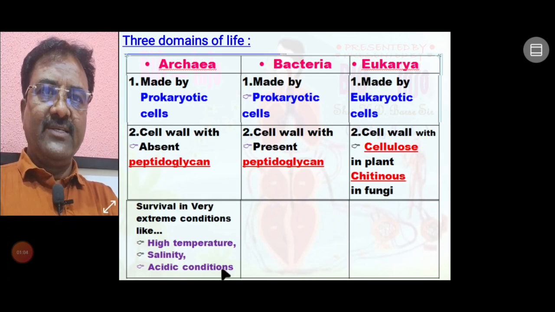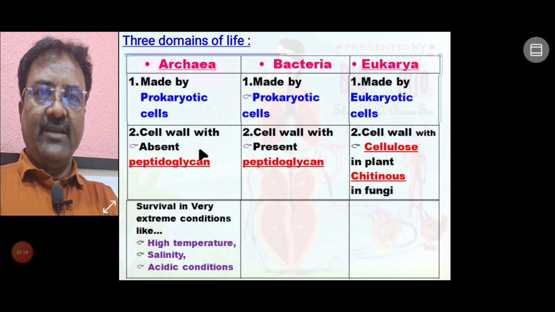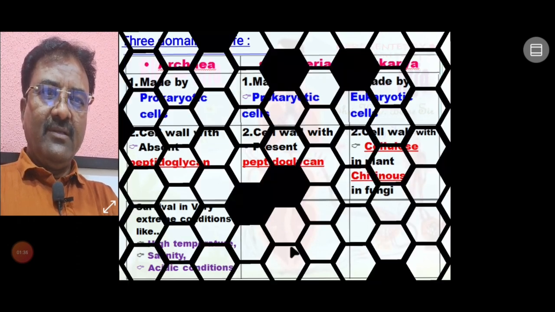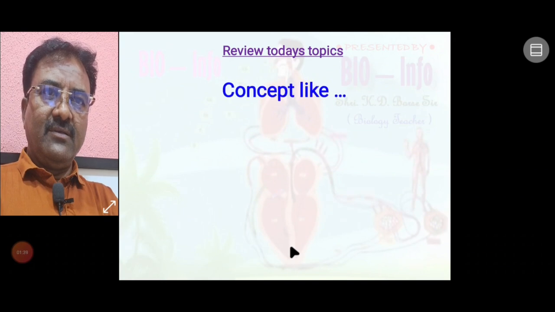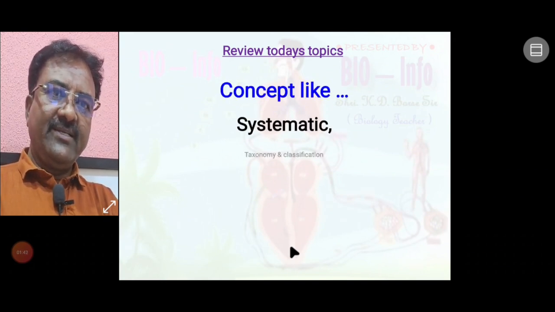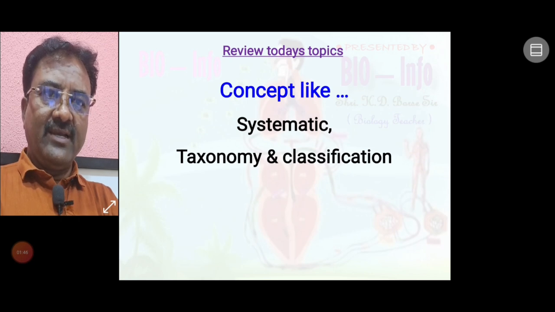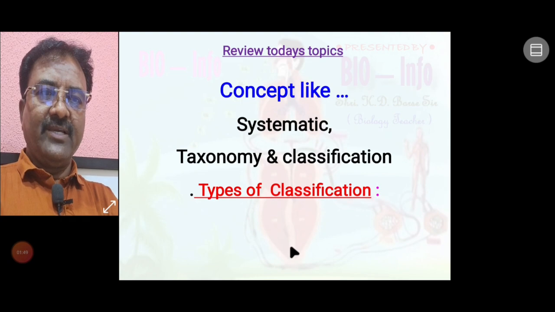Up to this point we have discussed in detail how all three domains, archaea, bacteria and eukarya, differ from one another on the basis of cell type, on the basis of the chemical contained in the cell wall, and also on the basis of tolerating special conditions like extreme conditions. We covered concepts like systematics, taxonomy and classification, types of classification, and also the three domains of life.